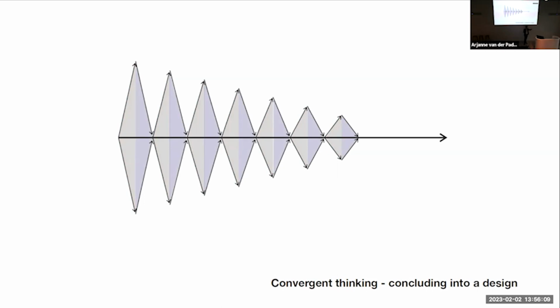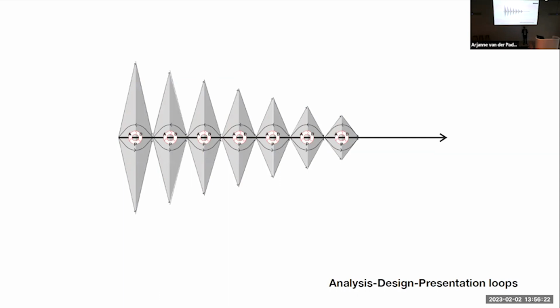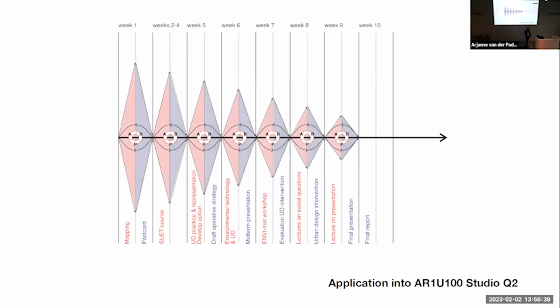This is actually used a lot in the industrial design faculty. The key of design is having these moments of divergence and convergence. In between, there is always this iterative feedback loop of analysis, design, and presentation. So in each one of these moments, there's analysis, so you expand, design to contract, and present as a way to show what you have done.